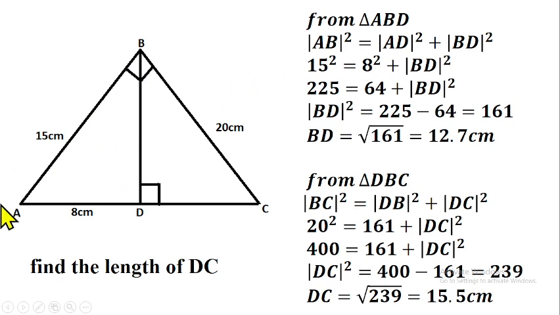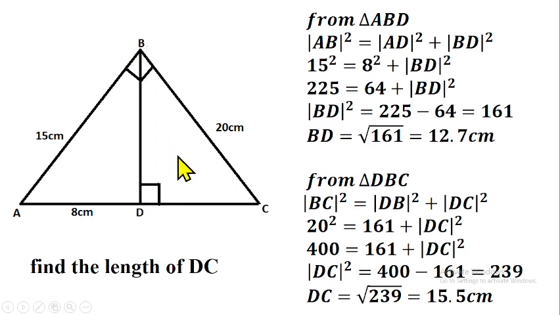So the square of AB equals the square of AD plus the square of BD as well. That means you have 15 squared equals 8 squared plus BD squared, which is this side. So that gives us 225 equals 64 plus BD squared. Then from there, you can collect like terms, take 64 to this side. So you are left with BD squared equals 225 minus 64. That gives us 161. Then to find our side BD, take the square root of both sides. BD will be equal to the square root of 161. That gives us 12.7 centimeters approximately. So this side is 12.7 approximately.